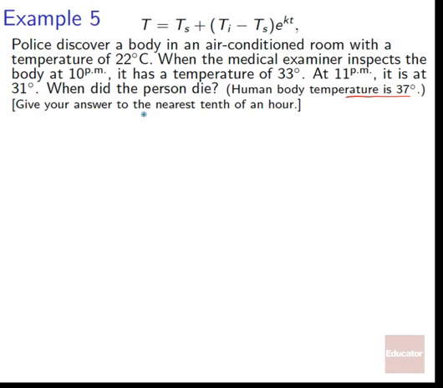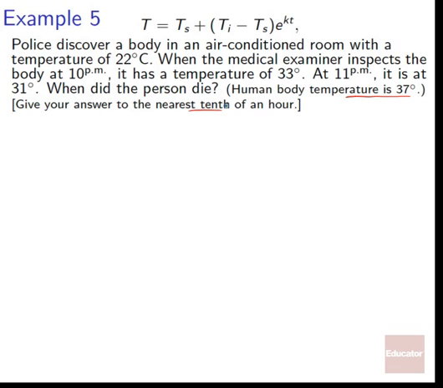And finally, we're also told to give our answer to the nearest tenth of an hour. All right, so what's the idea going on here? The police find this body, and they can take the temperature of the body at one moment in time, and then they wait a little bit longer, and they can figure out the body has cooled. From that, they can figure out how fast the body cools, and because they know what it was at one time, they can go backwards.